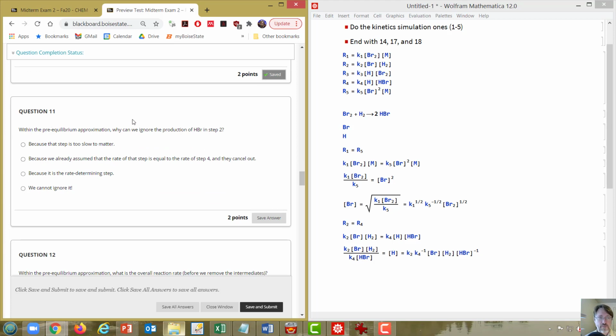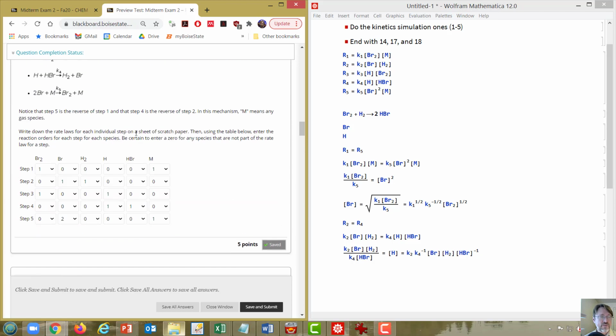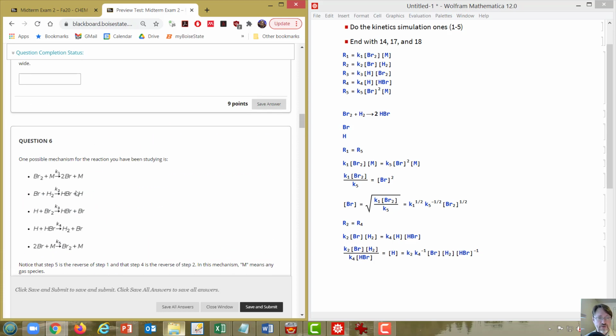11. Within the pre-equilibrium approximation, why can we ignore the production of HBr in step 2? Well, we have choices that the step is too slow to matter, except we haven't been told anything about how fast the reactions are yet. Because we already assumed that the rate of that step is equal to the rate of step 4, and they cancel out. And that makes quite some sense, because if we look at the mechanism, they are reverse reactions of each other.